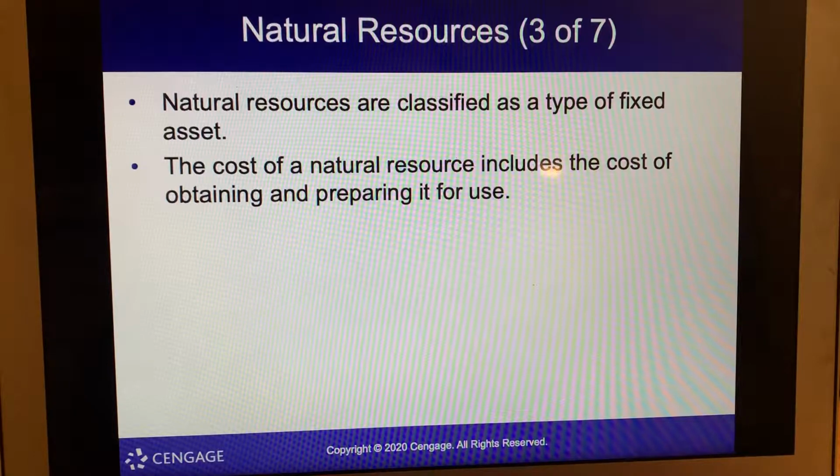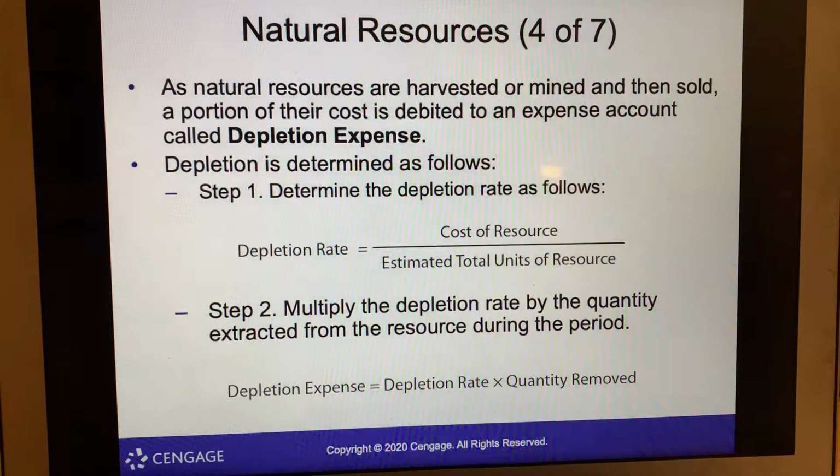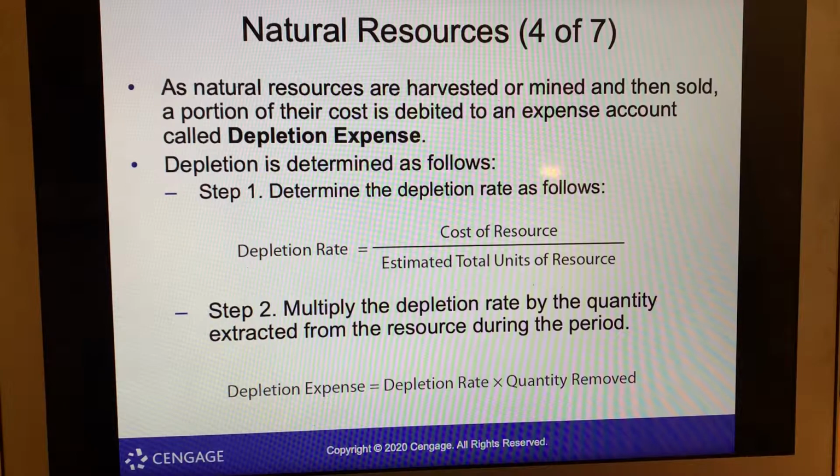Natural resources are classified as a type of fixed asset. The cost of a natural resource includes the cost of obtaining and preparing it for use. So here's what it looks like. Step 1, the depletion rate is cost of resource divided by estimated total units of resource. Then step 2, depletion expense is equal to depletion rate times quantity removed. You have to have specific numbers to understand this component, and it's very time intense, and there's a lot of estimates going on.